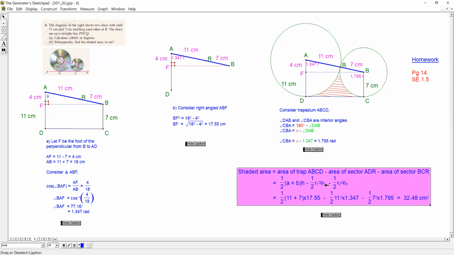Then the area of a sector is half r squared theta. So the big sector is half times 11 squared, and the angle for the big sector on this side is 1.3, right? Then the area of the small sector is half r squared theta, half times 7 squared, and theta is this one, found already, this angle here. So in one shot, you put everything inside your calculator, and the answer is 32.48. You check and see whether it's correct or not, 32.48.